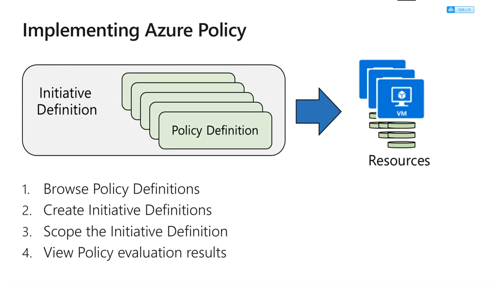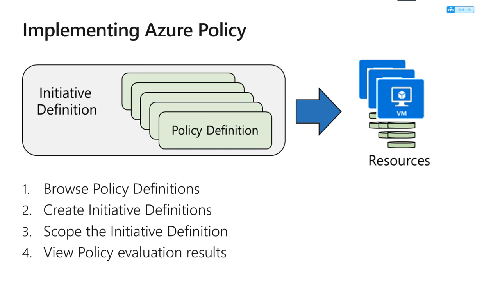So there are 4 steps, right? Browse policy definitions. A policy definition expresses what to evaluate and what actions to take. Each policy definition has conditions under which it's enforced, and it has the accompanying effect that takes place if the conditions are met. For example, you could prevent VMs from being deployed if they are exposed to a public IP address, right?